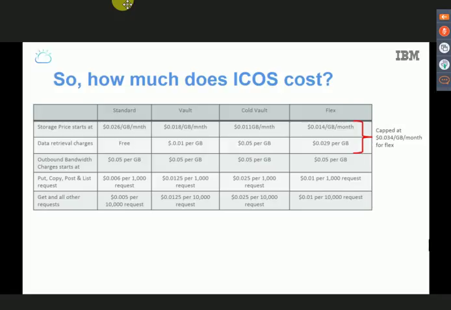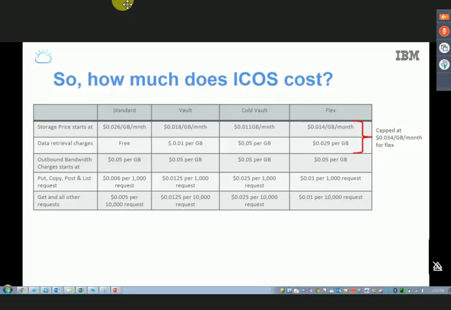Look at the Flex column. Flex has a la carte price for storage, which is 1.4 cents a gigabyte a month, and then 2.9 cents a gigabyte for retrieval charges. Now, you pay that a la carte amount as long as you don't hit the cap, because in any month, for these two charges combined, we would not charge you more than 3.4 cents a gigabyte. That's the upper limit. Once you cross that, we will not charge you anything extra.